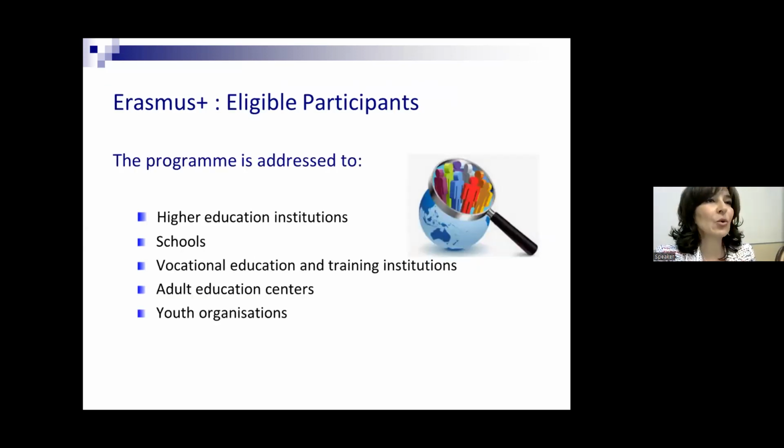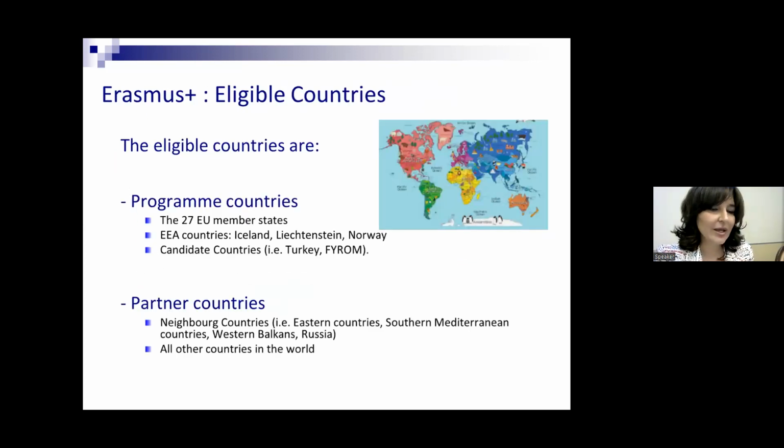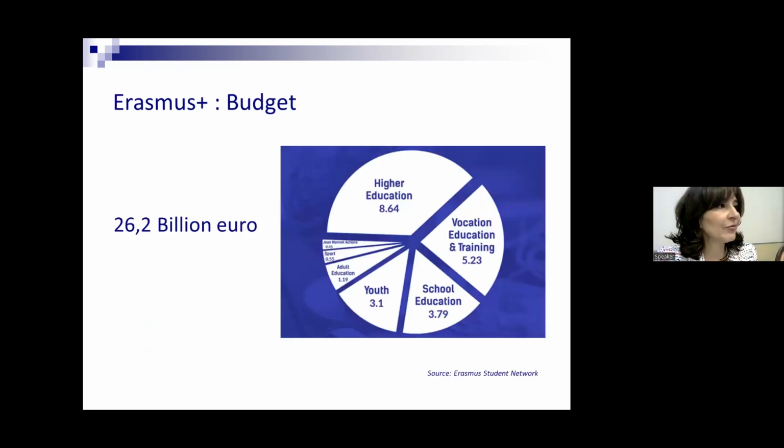And the program is addressed to all those working in the field of education and obviously universities, but also school, vocational education and training organizations, adult education centers, and youth organizations. Basically all countries in the world can participate in the program with some limitations and some specificities. But now in the new program, the program that started in 2022, all countries of the world can participate. The budget available for 7 years is 26 billion euro, and these are organized, as you can see, in the different sectors that I mentioned earlier.